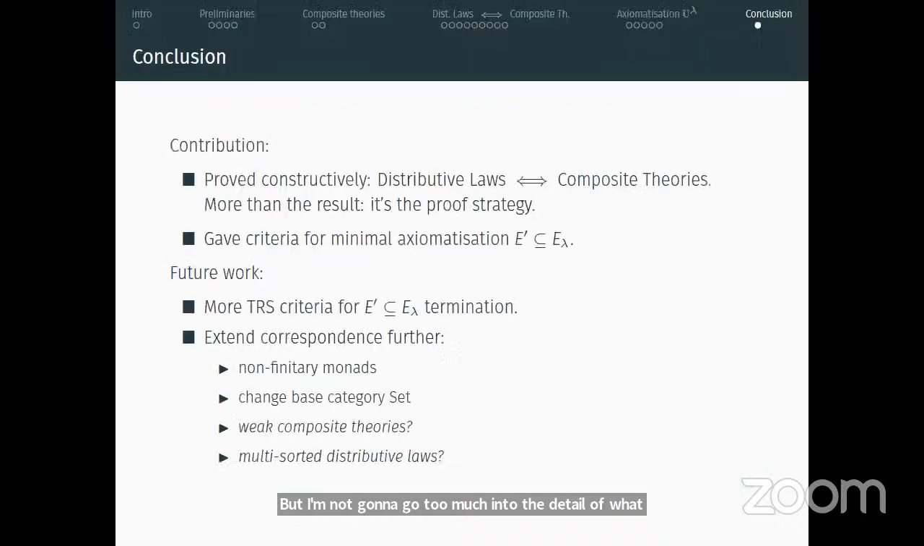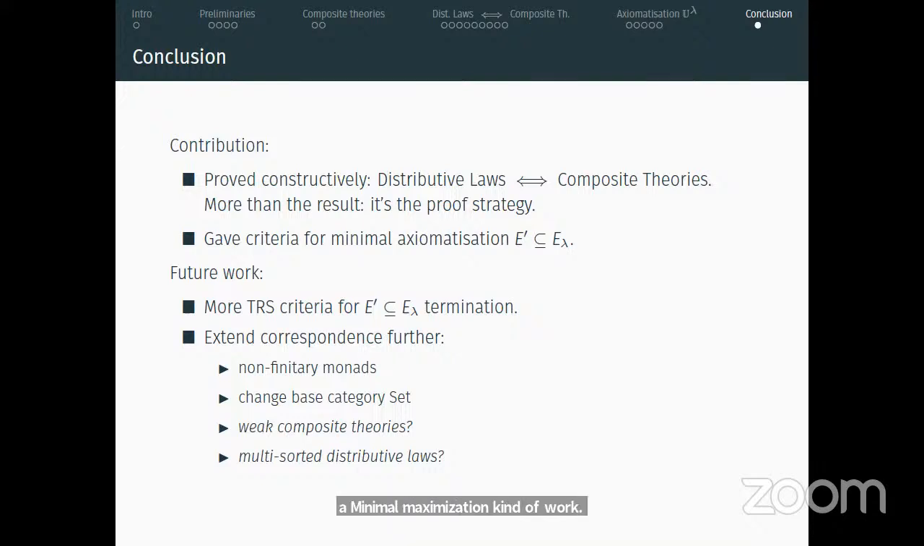So that was enough for my presentation. In summary, now we have a fully fledged proof of this correspondence in the category of sets between distributive laws and composite theories. What I found really interesting was the proof strategy that we came up with. And then we gave a criterion for when a minimal axiomatization can work.